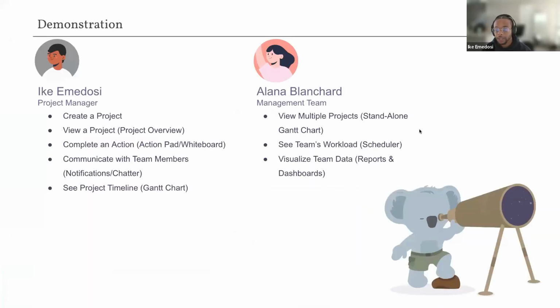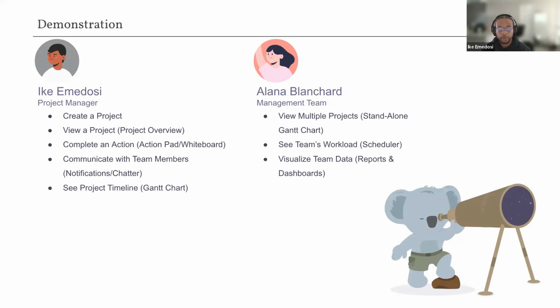So for our demonstration today, we're going to be focused on two main personas, Ike Mendoza and Alana Blancard. Ike Mendoza is going to be the project manager. He's going to be focused on one specific project. He only cares about what he needs to care about, right? One project, that's me, I'll handle that. And then Alana on the management team is going to be like, all right, I need to see multiple projects. I need to see what the workload is like. And I want to be able to visualize the team's data through reports and dashboards.